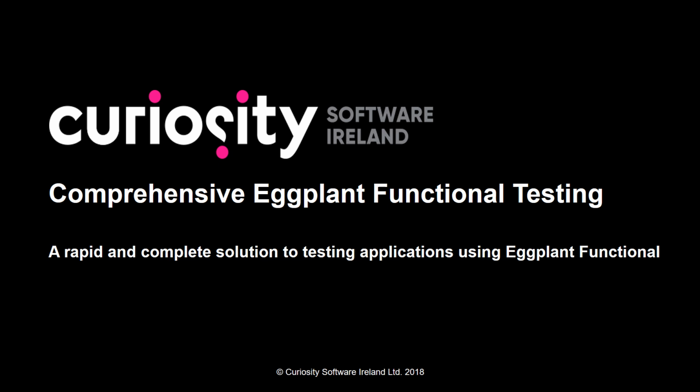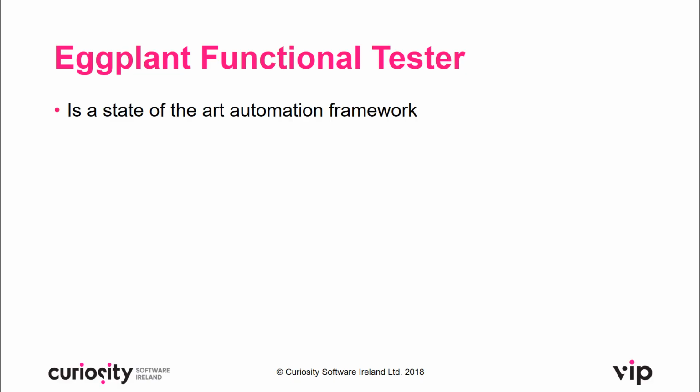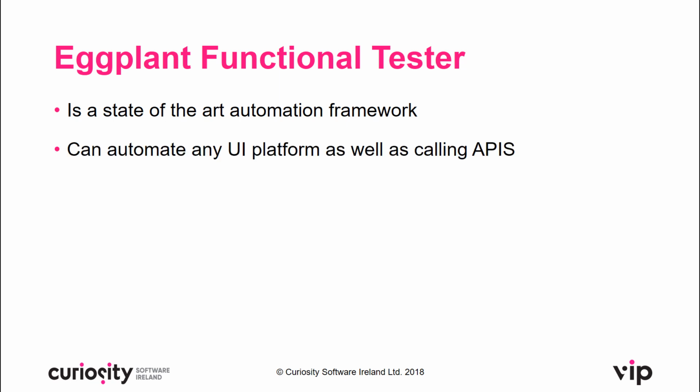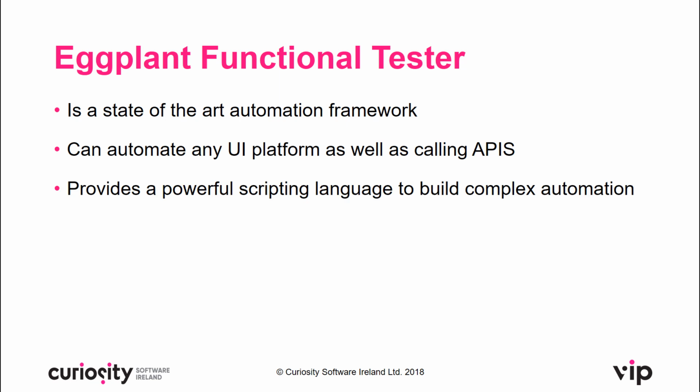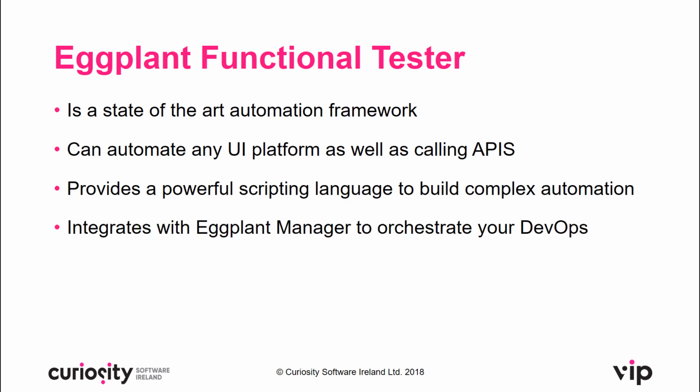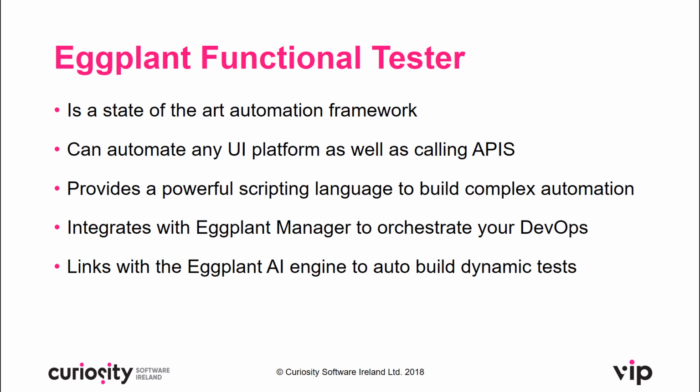Comprehensive Eggplant Functional Testing, a rapid and complete solution to testing applications using Eggplant Functional Tester. So Eggplant Functional Tester is a state-of-the-art automation framework. You can automate any UI platform as well as calling APIs. It provides a powerful scripting language to build complex automation. It integrates with Eggplant Manager to orchestrate your DevOps pipeline.